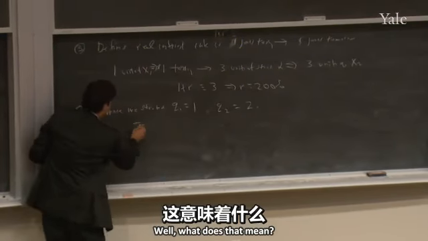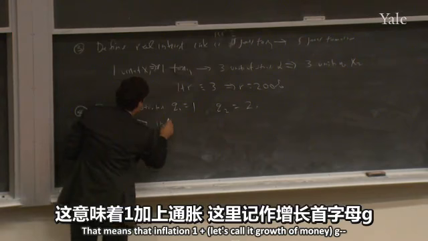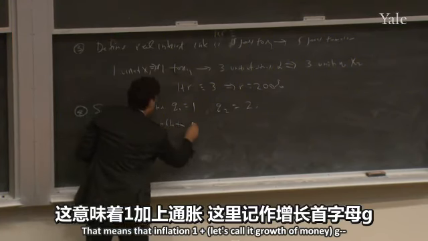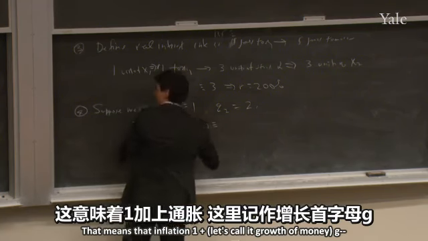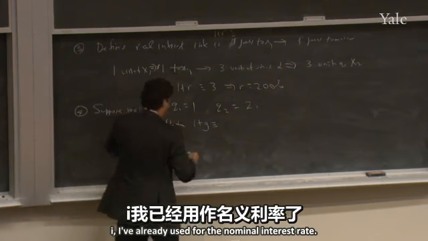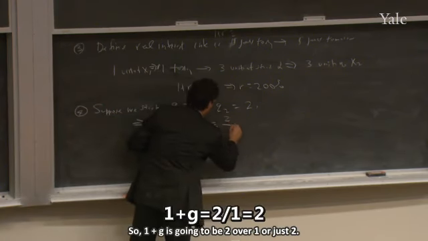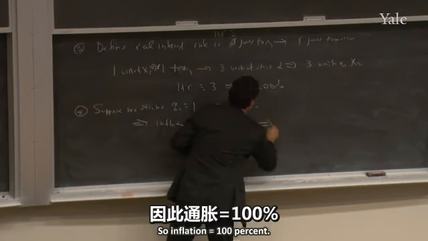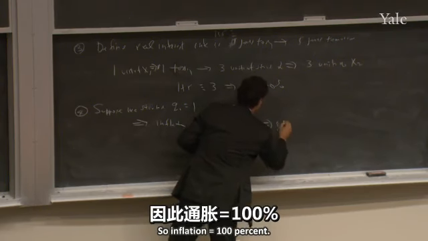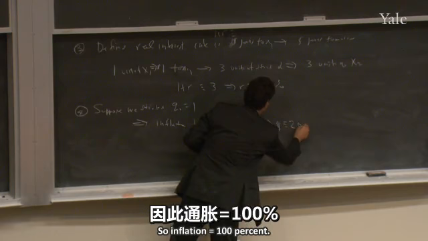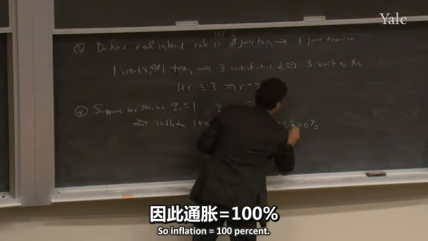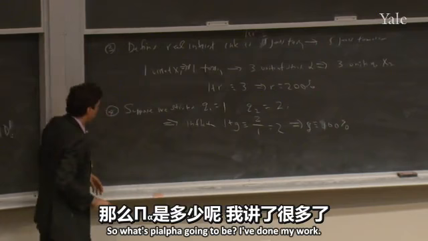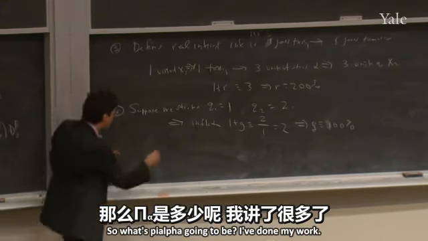Well, what does that mean? That means inflation, and let's call the growth of money G, since I've already used I for the nominal interest rate. So 1 plus G is going to be 2 over 1, which is 2. So inflation equals 200 percent minus 100 percent, equals 100%. Okay, so what's pi alpha going to be?